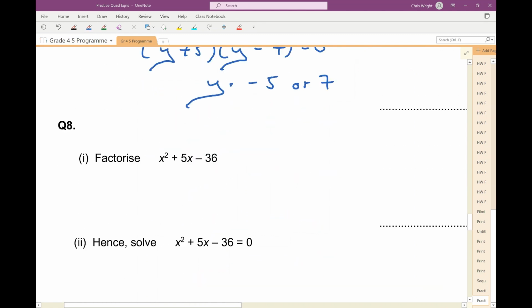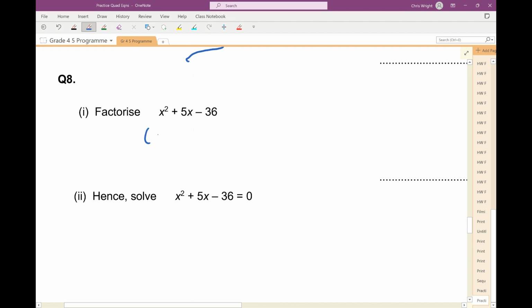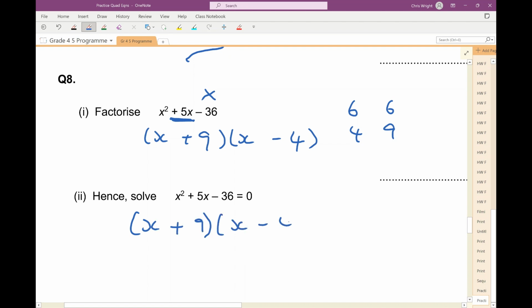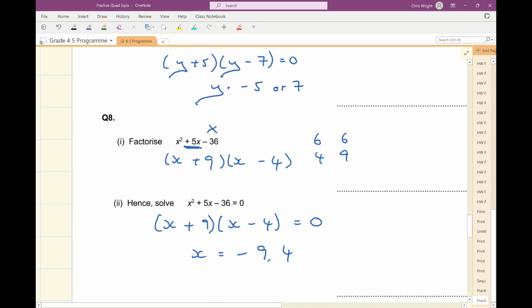Let's look at question 8. Factorizing again, and again they multiply to a negative. So again, it's going to be x plus x minus, because they multiply to minus 36. 6 and 6? 4 and 9? Oh, 4 and 9. And if I do the minus 4 and the plus 9, so that I would end up with plus 5x. So now I can use that down here, factorize the left-hand side, and my answers are x equals minus 9 or 4. Number 9 coming up.